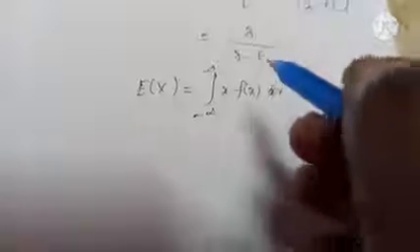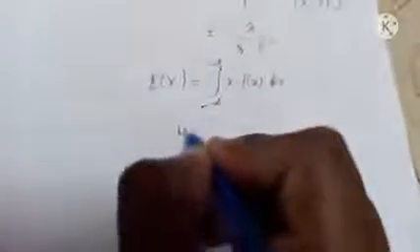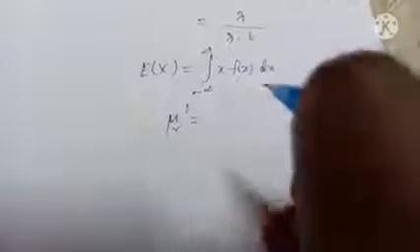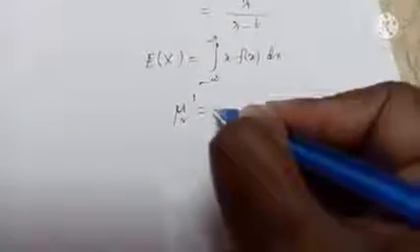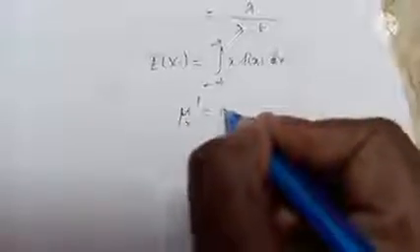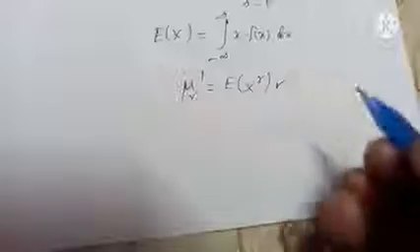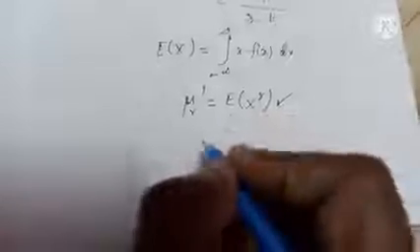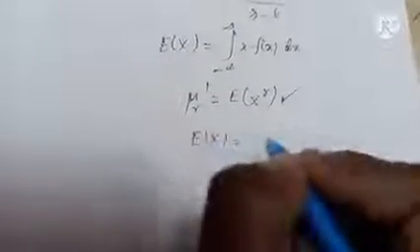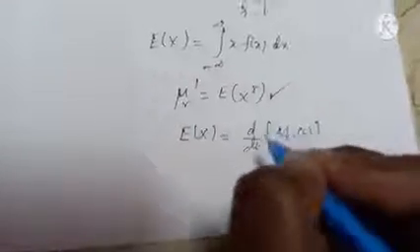Or the second method, listen here. Once you know mu r dash, the rth moment about origin, then replacing r by 1, mu r dash, which is the expectation of x to the power r, gives mu 1 dash, which is E of x. So using this method you can find mu 1 dash, which is the mean. Or we have another method using MGF. Differentiating the MGF once, E of x is equal to d by dt of Mx of t. Differentiate Mx of t once and put t is equal to 0, so that you will get the mean. There are many methods to find the mean.